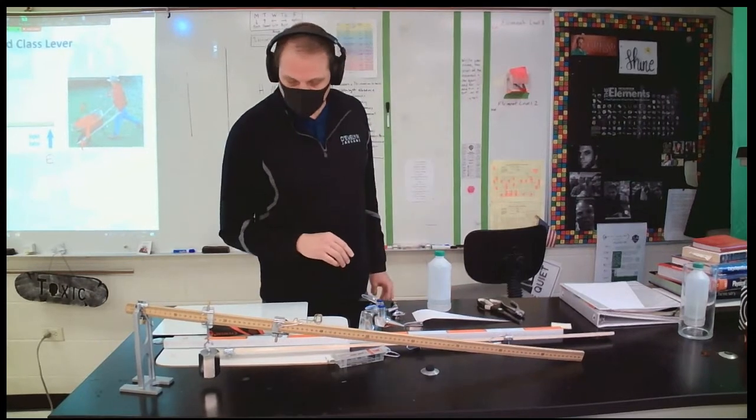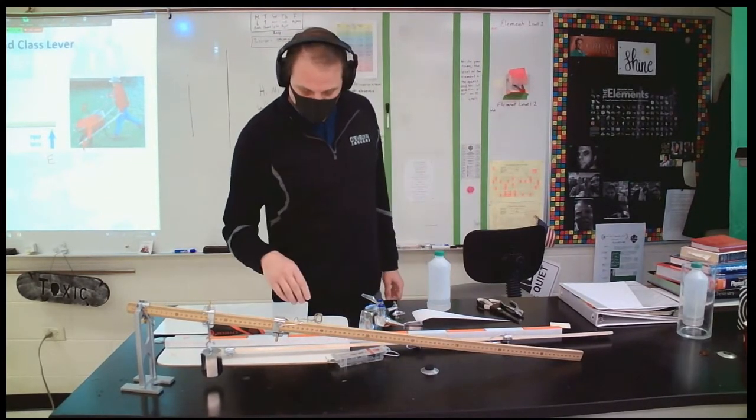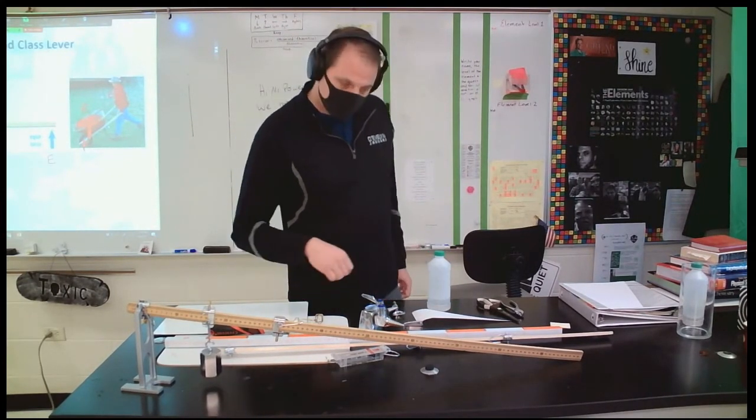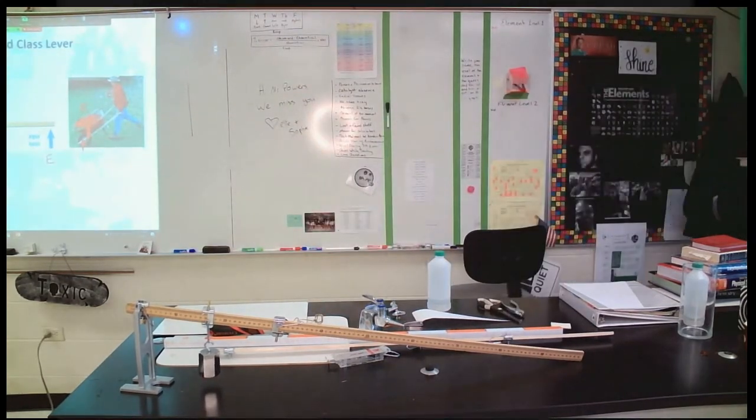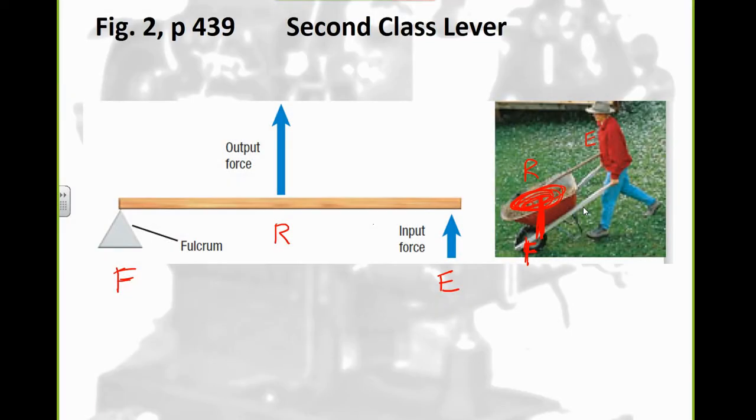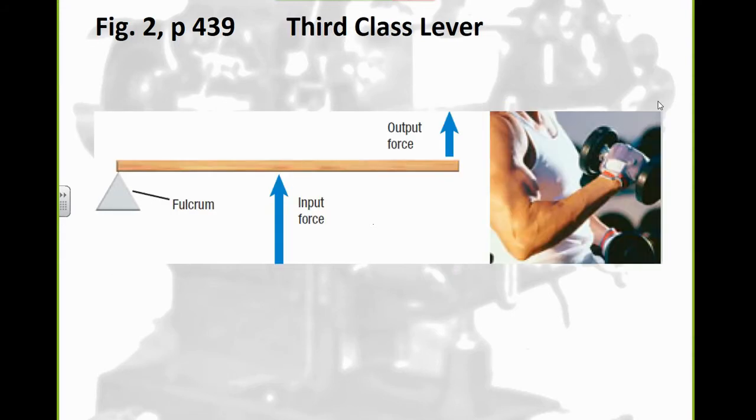Okay, let's look at another example. Let's look at a third class lever. All right, so our third class lever has a fulcrum on the end, and then instead of the resistance in the middle, now my effort's in the middle, and then the resistance is on the end.